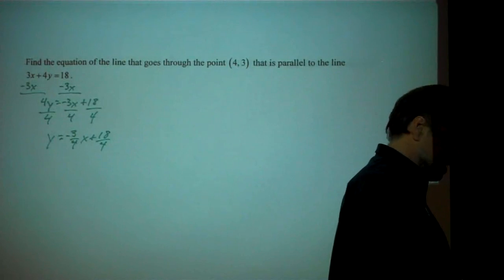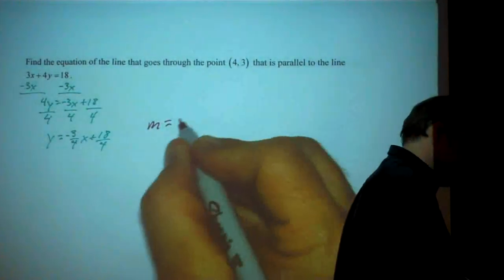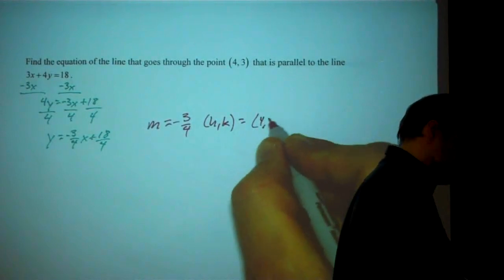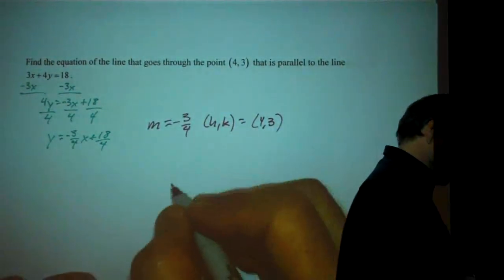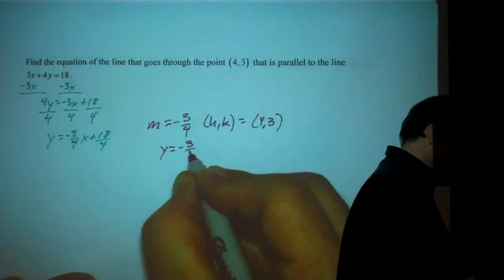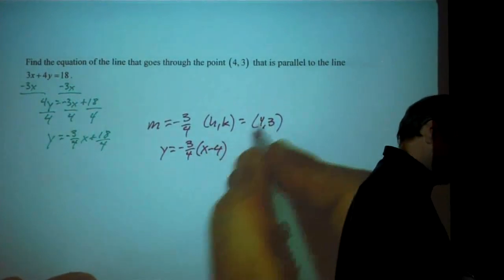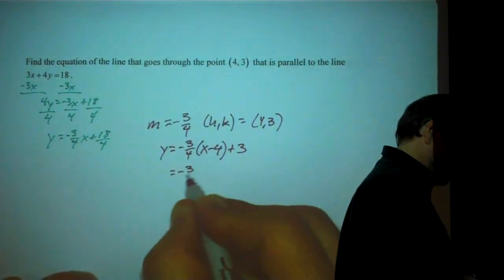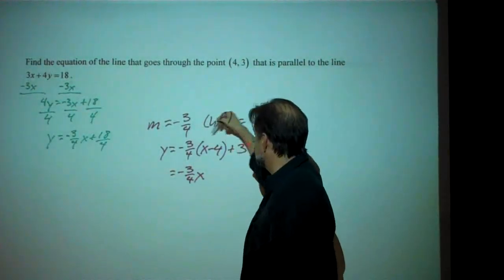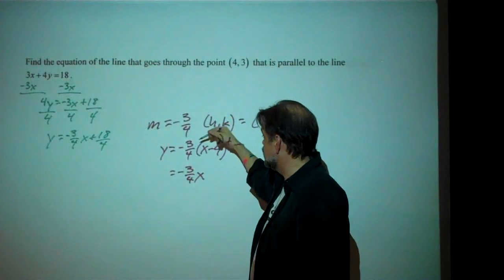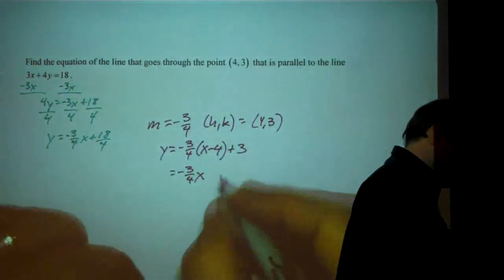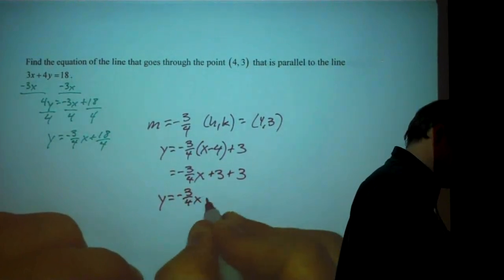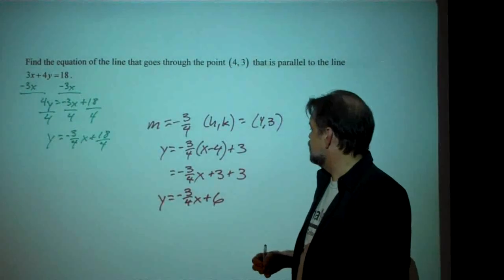So now I know I have the slope of negative 3/4, and my point, h, k, is 4, 3, and I can use the point-slope formula. And I can say y equals negative 3/4 times x minus 4, I'm plugging that in, plus 3. Now, when I distribute the negative 3/4, I have negative times negative. That's going to become positive. And 3/4 of 4 is just 3. So plus 3 plus 3. And that's y equals negative 3/4 x plus 6. And that's my answer.